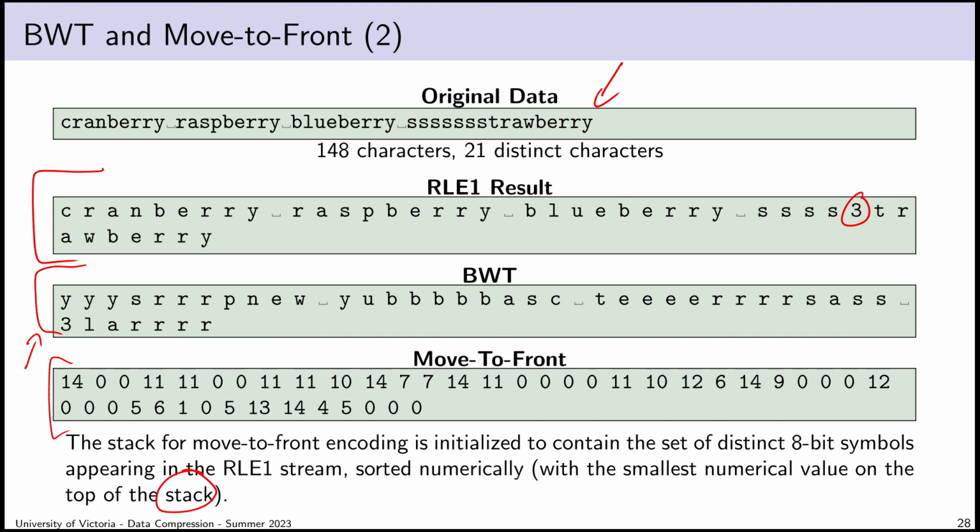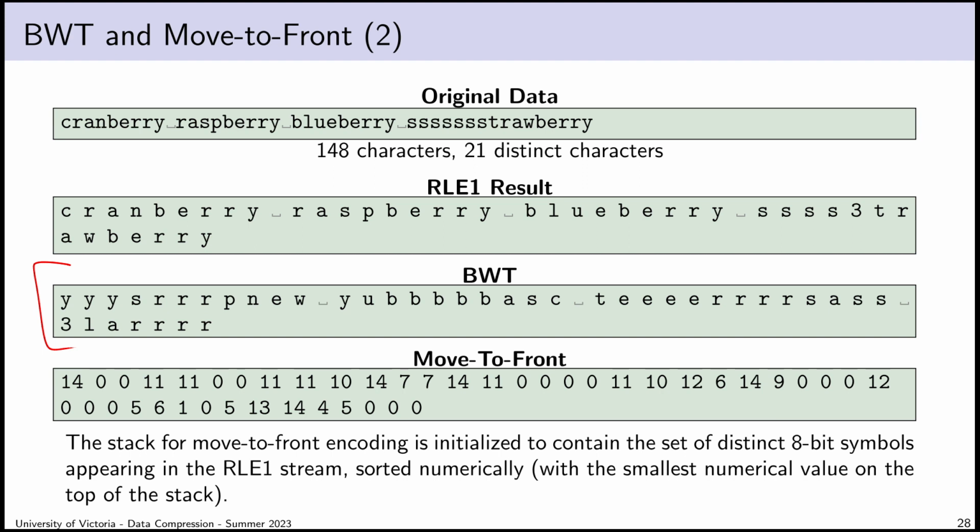And so when I perform the Move-to-Front encoding, as you recall from lecture 5, I have to initialize the stack at the beginning of the encoding process to contain every symbol that may occur. The way I do that in BZip is I make a list of all of the symbols that occur in the RLE1 output and/or in the BWT output, and I add all of those to the stack at the beginning of the Move-to-Front stage.